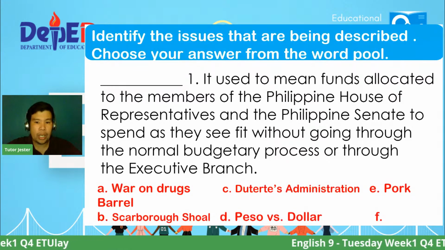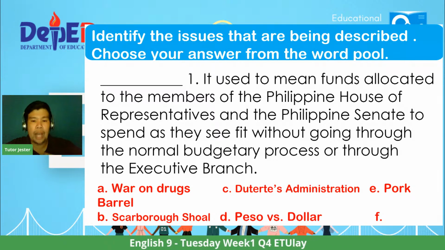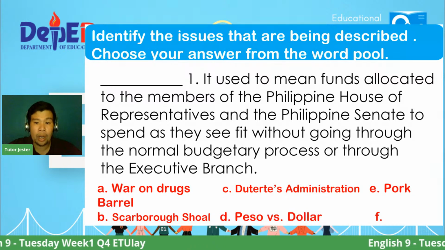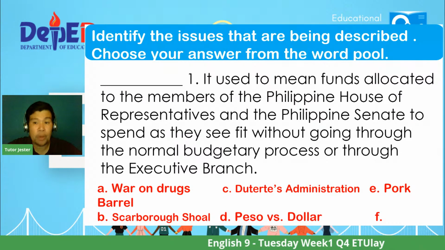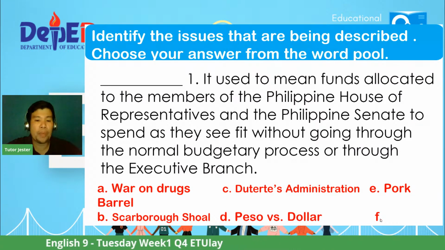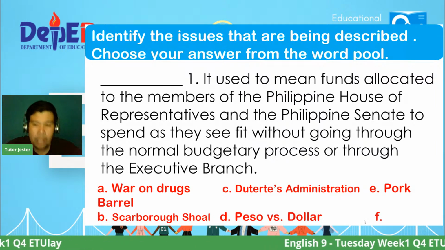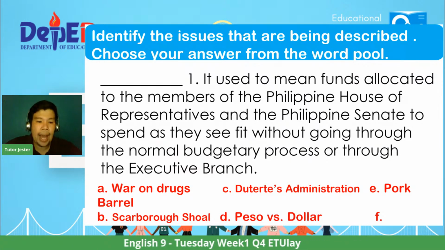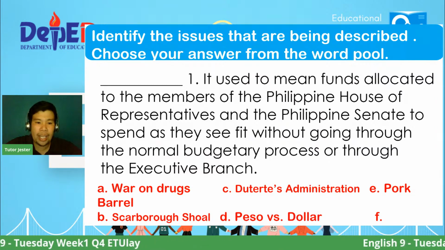Letter A, war on drugs. Letter B, Scarborough Shoal. For letter C, it's Duterte's administration. Letter D, peso versus dollar. Letter E, pork barrel. And letter F, materialism. Yung letter F natin is materialism. From 1 to 5 natin, ang ating option for letter F, ang word is materialism. Okay, so what do you think is the answer for number 1?